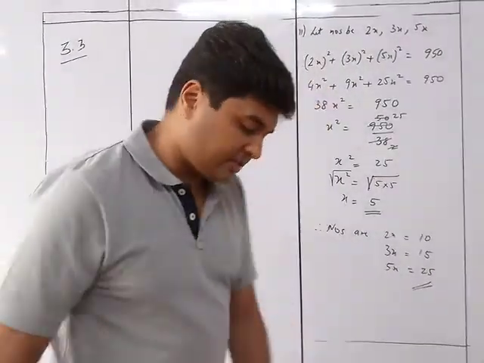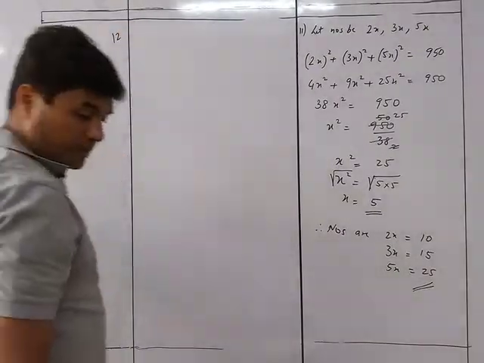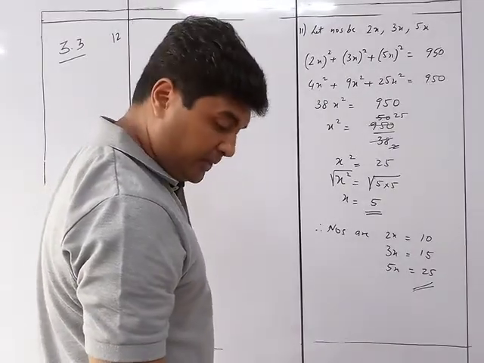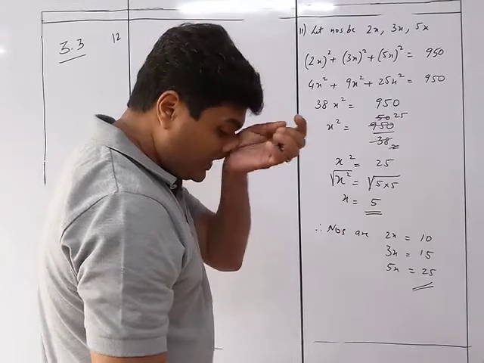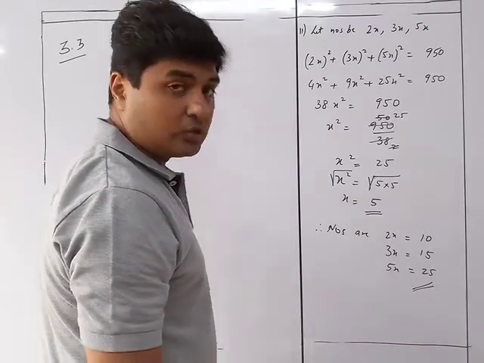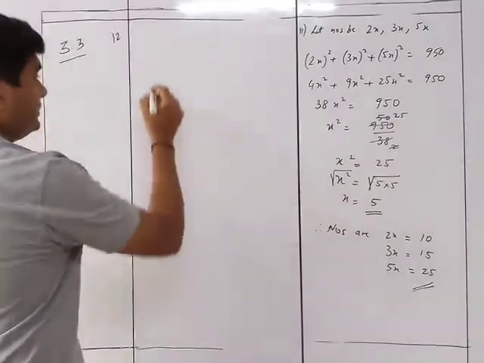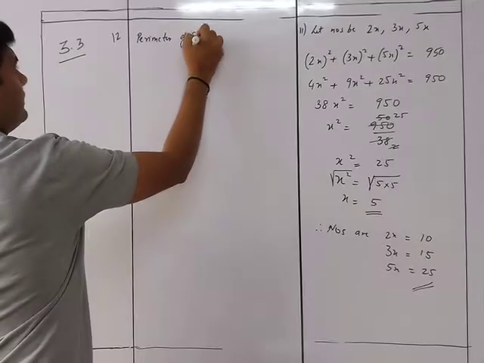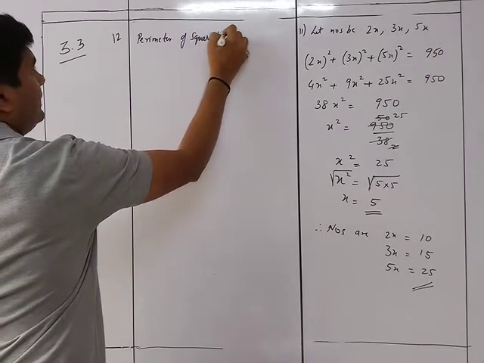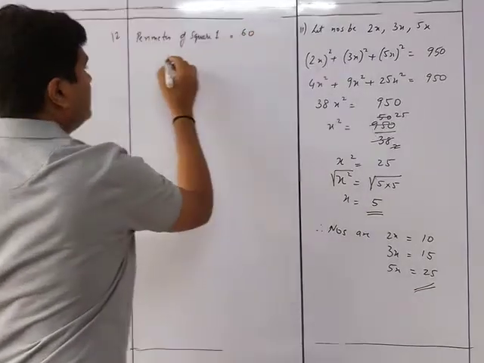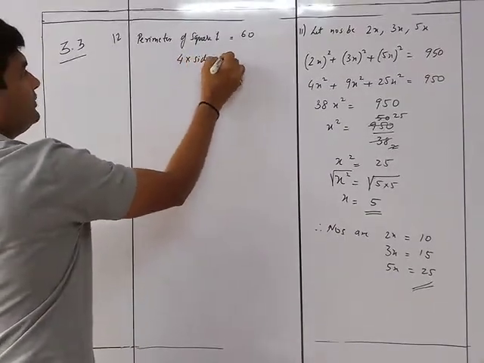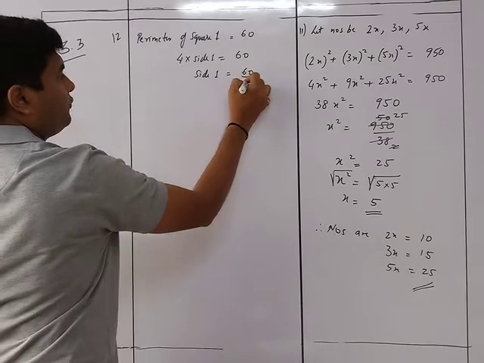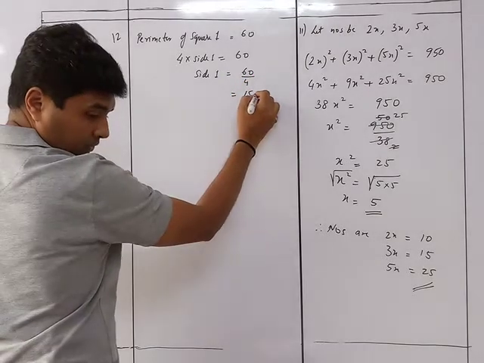We come to the last sum of this exercise, that is sum number 12. The perimeters of two squares are 60 and 144 meters respectively. Find the perimeter of another square equal in area to the sum of the two squares. So first of all, it is given that the perimeter of square 1 is equal to 60. So we know that 4 into side is equal to 60. So the side of square 1 is 60 upon 4, which is equal to 15 meters.